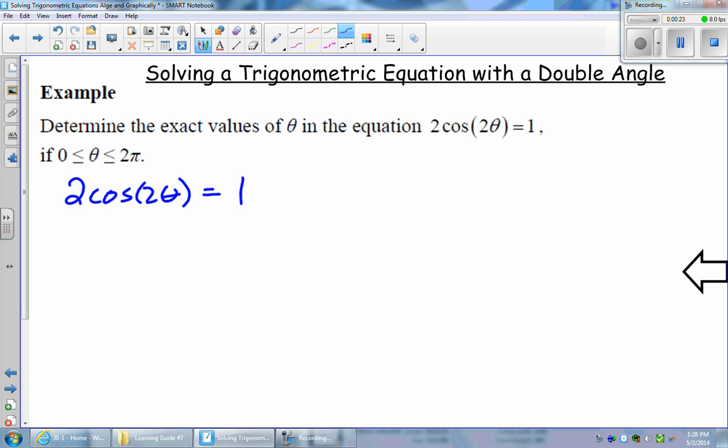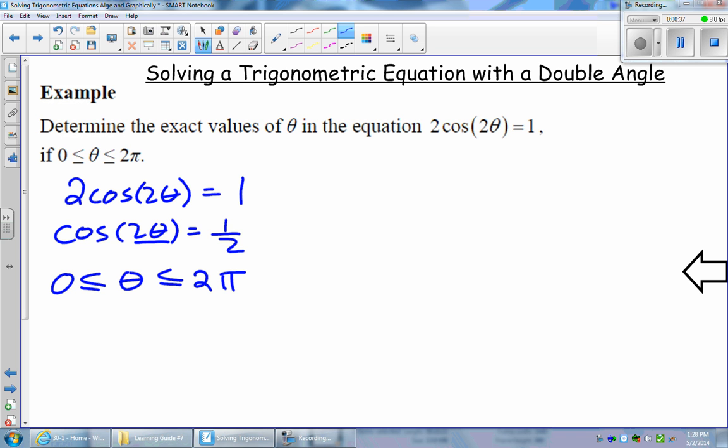So to isolate the cosine ratio, the only thing I need to do is bring over the 2, so therefore cosine 2 theta is equal to 1/2. So what does this 2 theta mean then? We actually have to manipulate our current domain so that it fits the double angle here. So instead of theta, we should actually be writing it as 2 theta in my domain.